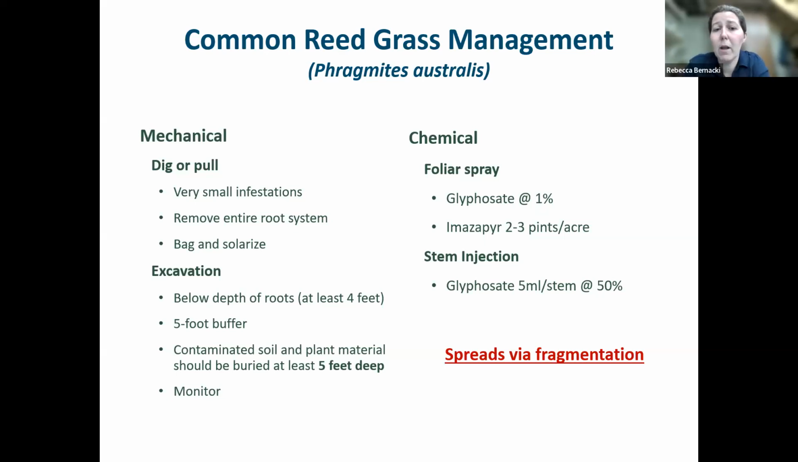So for Phragmites in general, we can use glyphosate at about a 1% volume to volume dilution rate. Again, check the label. The label's long. I'm going to sound like a broken record today. Aquatic-approved glyphosate-based products usually recommend 2 to 3 pints per acre to treat Phragmites. Phragmites can also be treated via stem injection, where we use a stem injection gun to inject herbicide directly into the stem. Many glyphosate-based products recommend 5 milliliters per stem at a 50% volume to volume dilution rate. And it's really important, folks, to remember that this species does spread via fragmentation, so mowing is not a viable management option here.